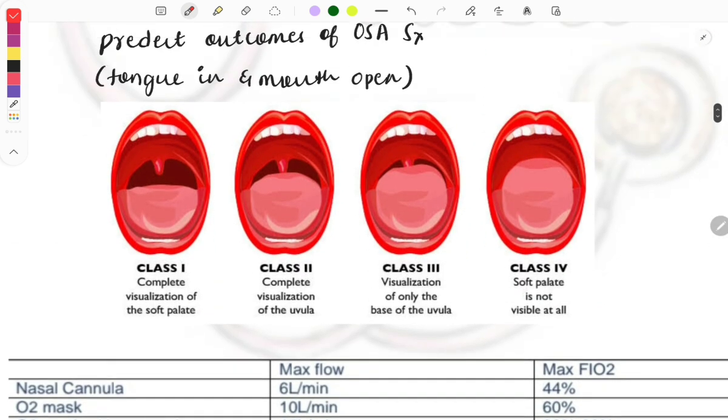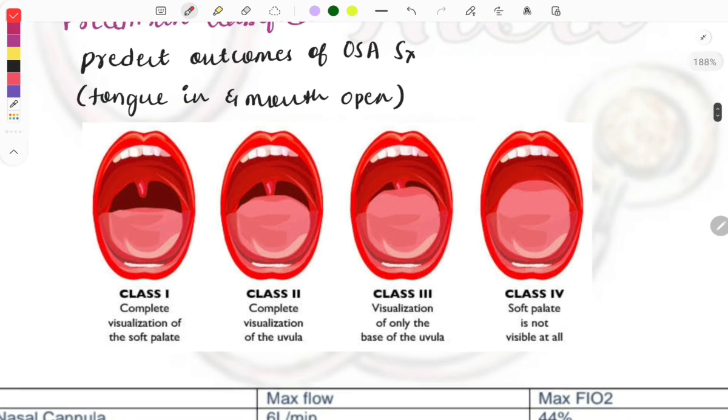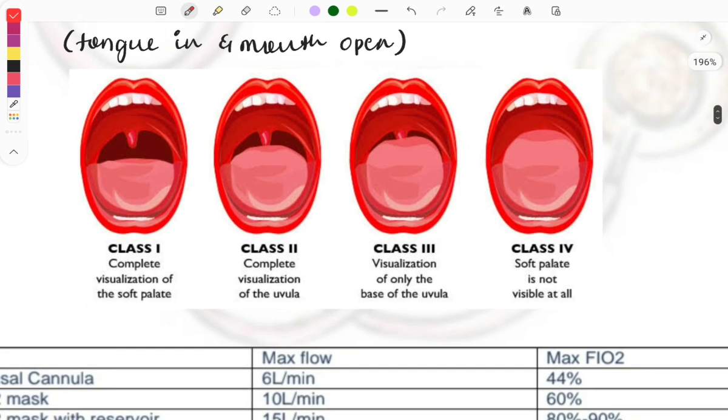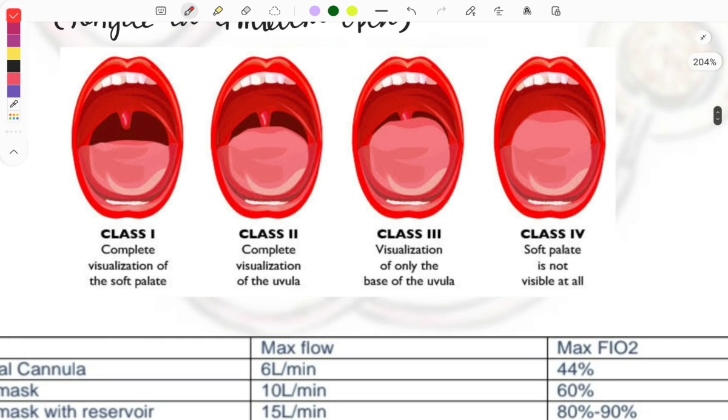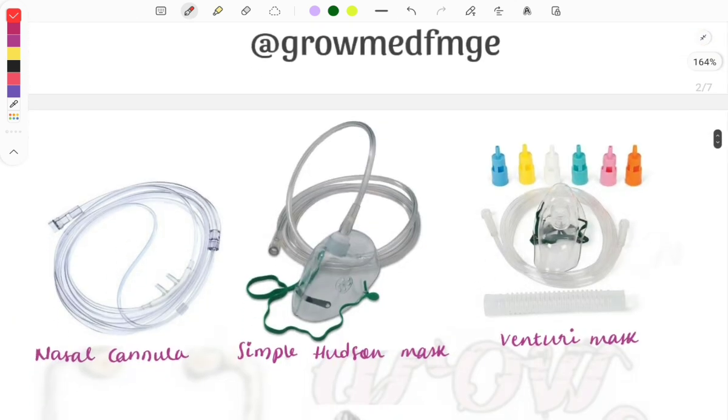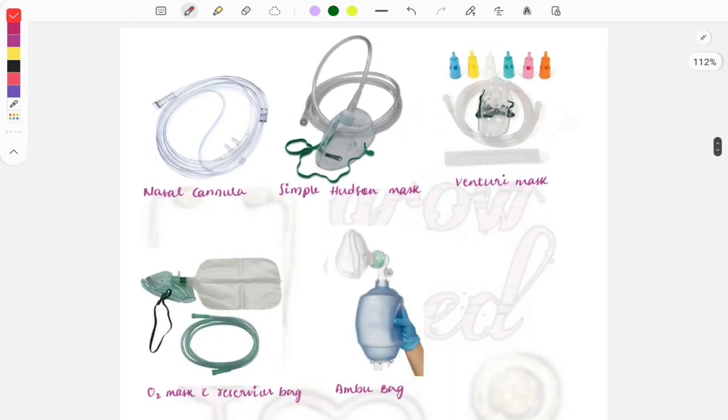And this classification is also similar to that. So it will be complete visualization of the soft palate, then complete visualization of the uvula, then class 3 and class 4. Then moving on to some important images asked in the anesthesia.